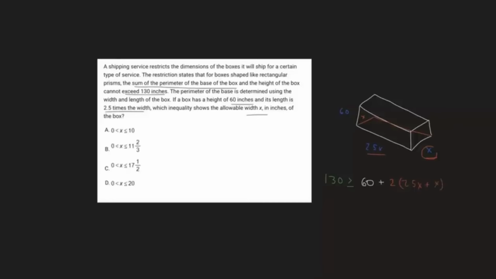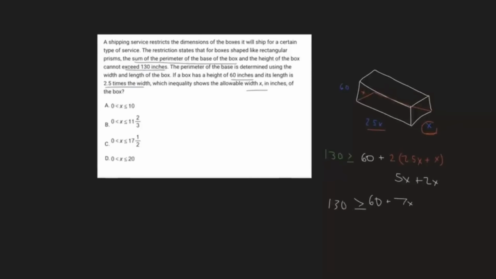All right, so now what we want to do is just expand this out. So 2 times 2.5x will just give us 5x. And then 2 times x is going to be 2x. And so we get 7x over here. So in our equation, we're going to have 60 plus 7x. And that is going to be less than or equal to 130.